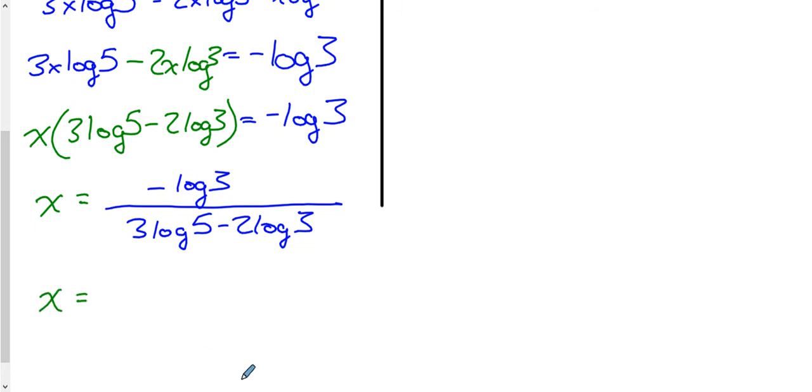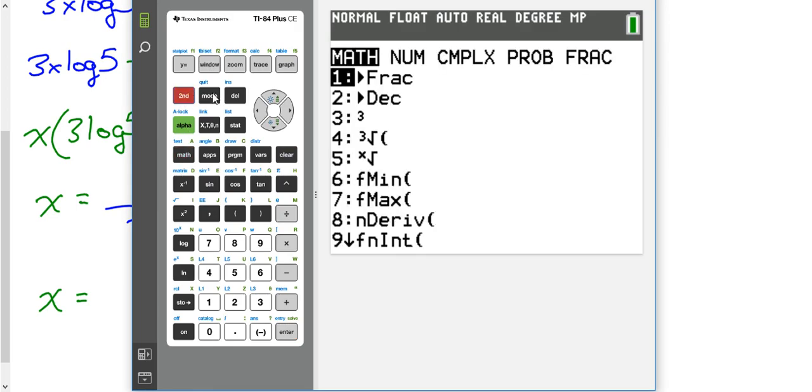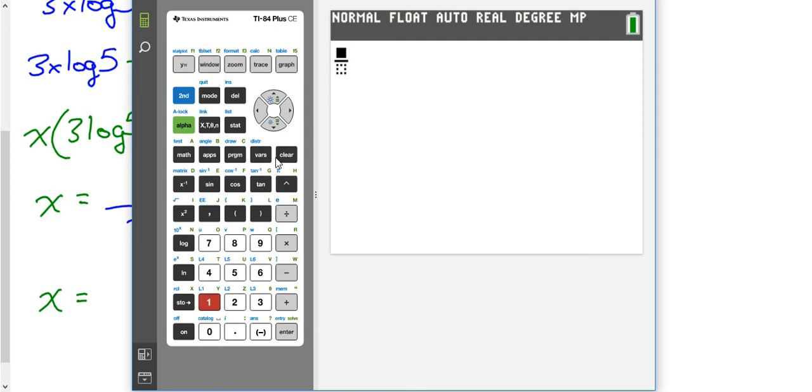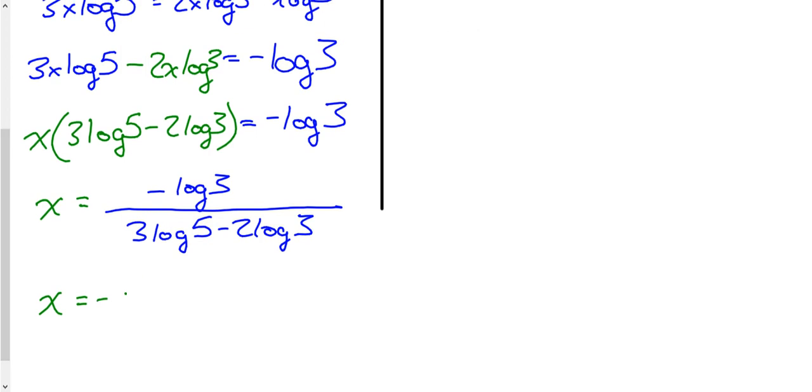And if you type this in on your calculator, and let me just show you how you do it, I would use the fraction function on your calculator. So I have my negative log 3 up top. On the bottom, I have my 3 log 5 minus 2 log 3. And here we get a final answer of negative 0.41755. So x equals negative 0.41755. And I should round my answer to some sort of decimals there, but in this case they didn't tell us to how many decimals, so I'm just going to take a few of them there.